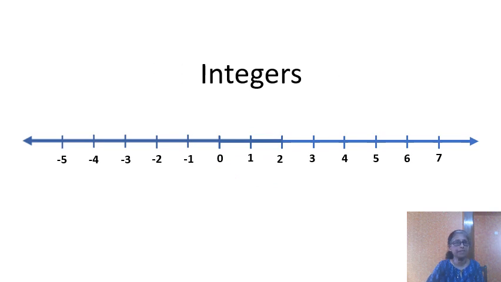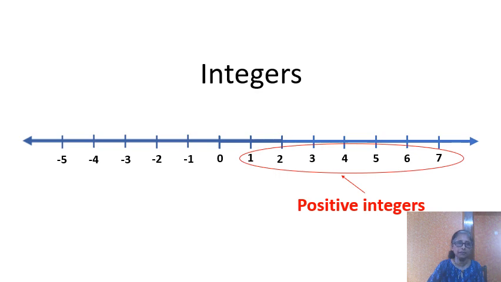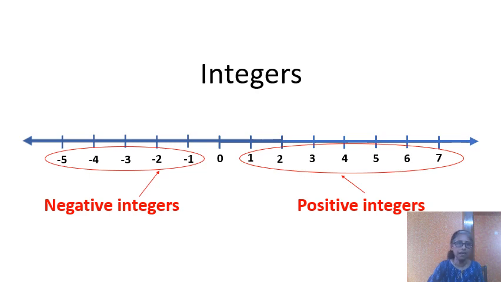Next set of numbers is integers. Now have a look at the number line. You have numbers after 0 that come on the right side of 0, like 1, 2, 3 it goes. And you have numbers on the left side of 0 with a negative sign. What you have on the right side of 0 are positive integers, whereas what comes on the left side are negative integers. And 0 comes in the center. Remember that negative integers are smaller than positive integers.